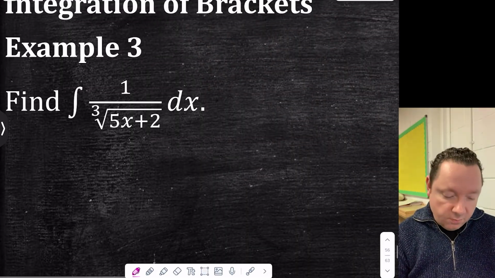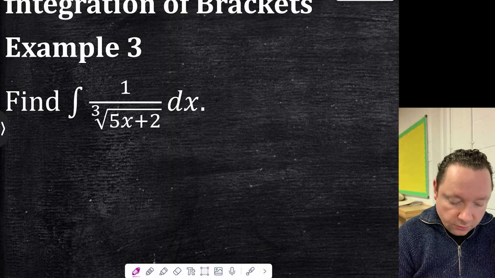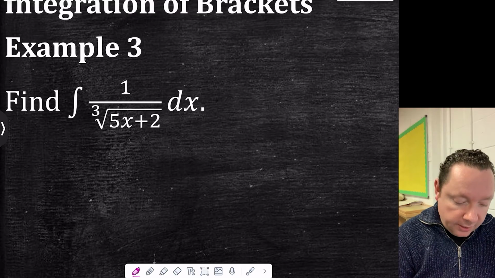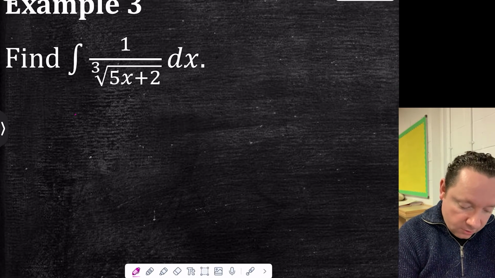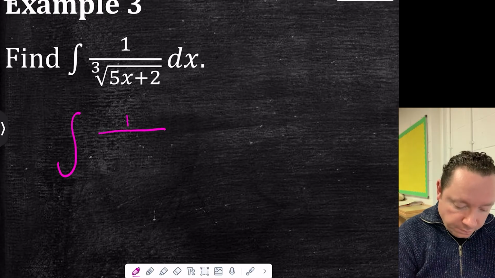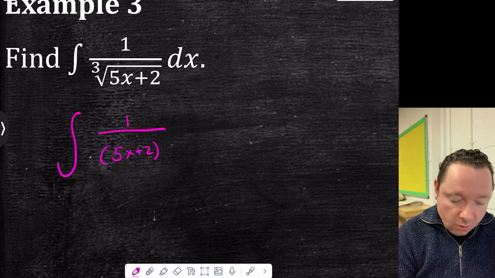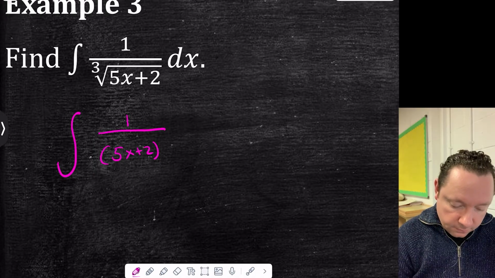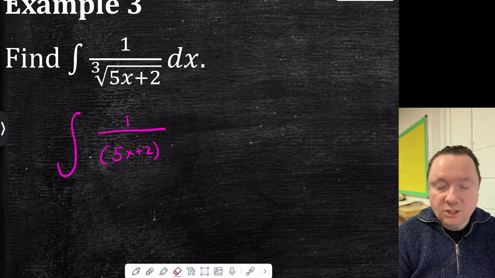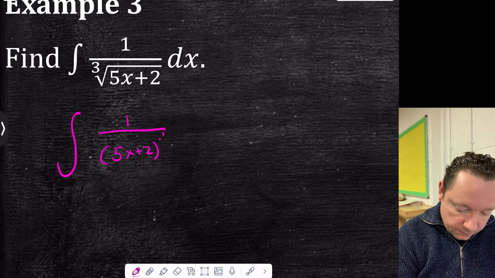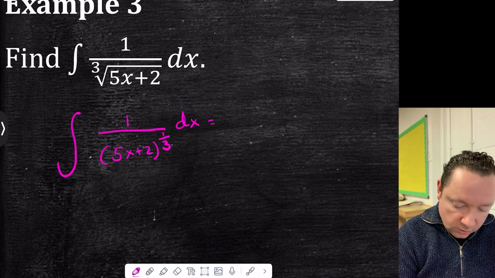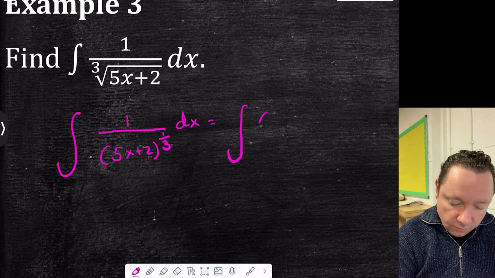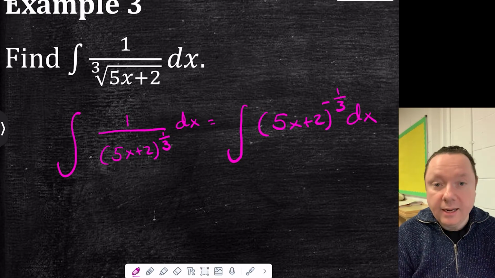A further example of integration with brackets, example 3: integrate 1 over the cube root of the square root of 5x plus 2 dx. We need to get that ready to integrate, so that's the integral of 1 over 5x plus 2 all in brackets. It's the cube root of 5x plus 2 to the half, so that's to the 1/3, dx. So that equals the integral of, taking it to no fraction, 5x plus 2 to the minus 1/3 dx. And now I'm ready to integrate.